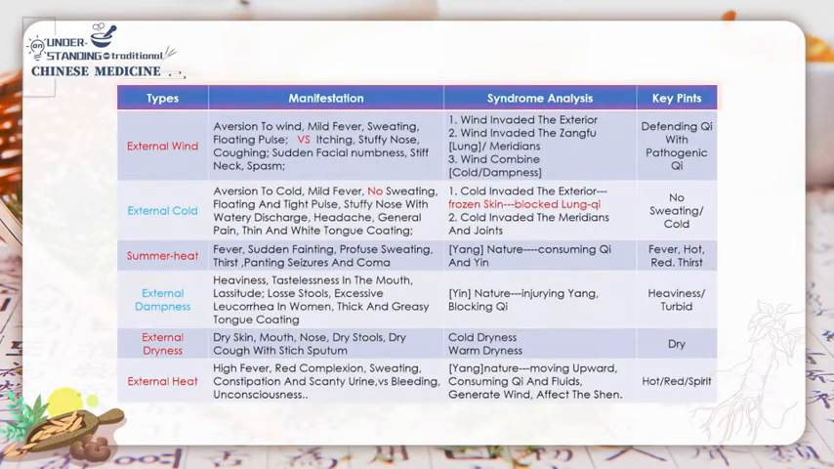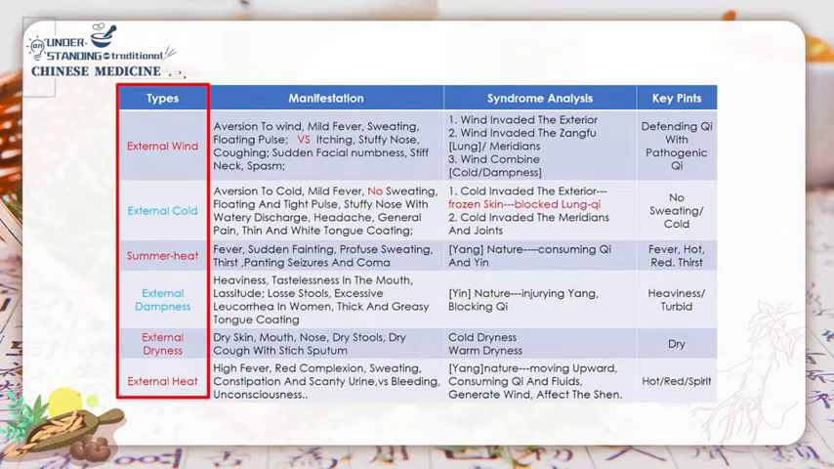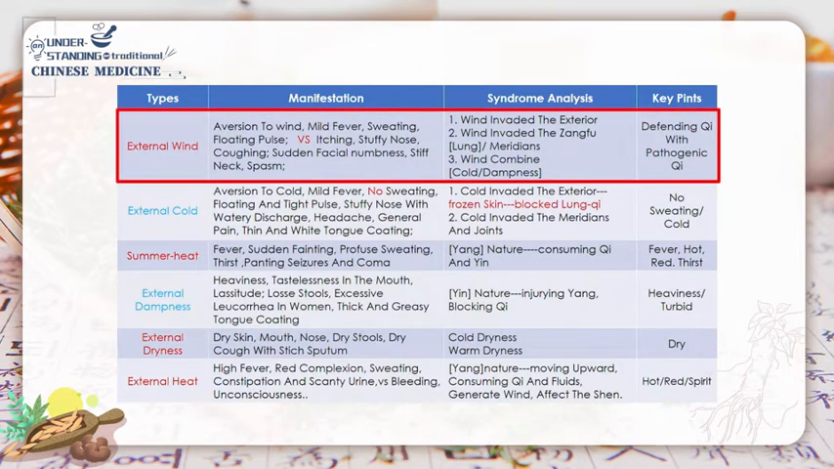Check this chart. All those 6 exogenous pathogenic factors are listed inside. We analyze them through 3 aspects: manifestation, syndrome analysis, and the key points for differentiation. The pathogenic factors highlighted in red represent the yang nature. On the contrary, those in blue represent the yin nature. We take wind as the example.